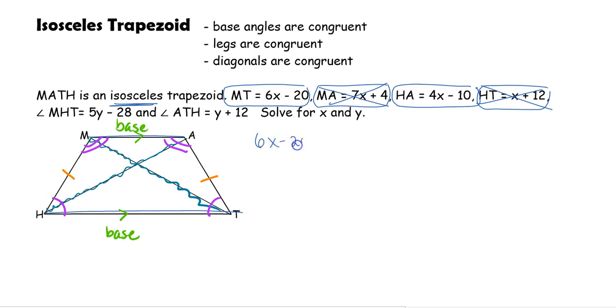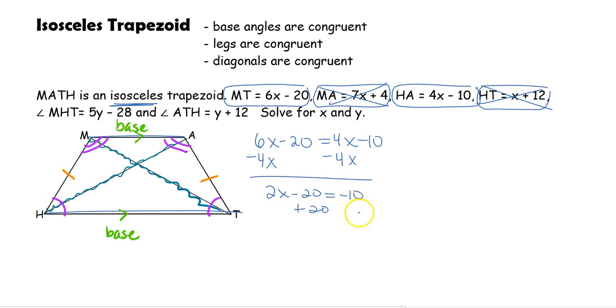Since they are congruent, we can set them equal to each other. Remember, we move the smaller x first to keep our x positive. Then we add our 20 over. Negative 10 and 20 gives us 2x is equal to 10. We divide by 2, and we find that x is going to be equal to 5.